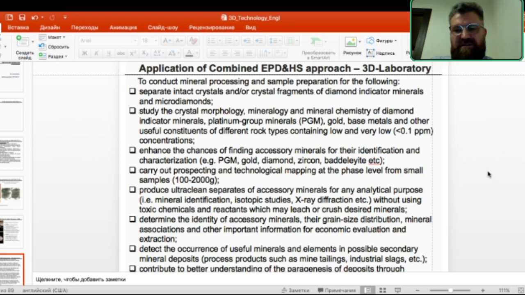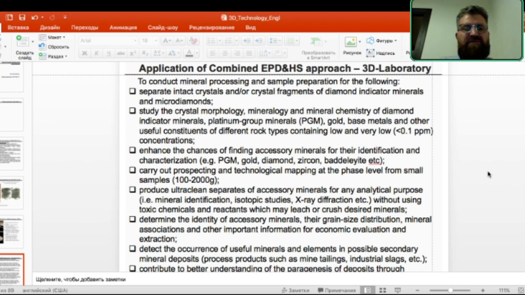This is one of the very important slides, I must say, because we have collected all different uses of the combined EPD and HS approach, which we call 3D laboratory, right? Which turns to become a 3D laboratory. Well, first of all, these are applications like to separate intact crystals or crystal fragments of diamond indicator minerals and microdiamonds. It's actually the application that has been already set up in many laboratories of different diamond producers.